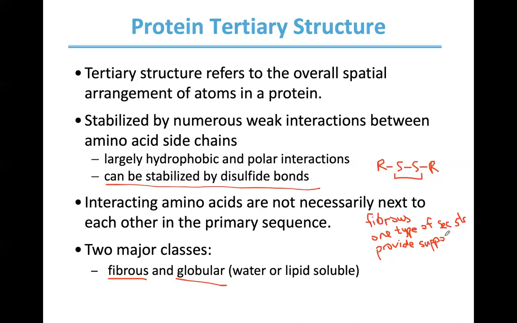So you're saying fibrous is not a tertiary structure? It is a tertiary structure, but when we talk about tertiary structure, we're talking about the tertiary structure of the entire protein, right? So the entire protein can have just one type of secondary structure or many different kinds of secondary structures in them. So fibrous proteins usually contain one type of secondary structure. Okay, got it.